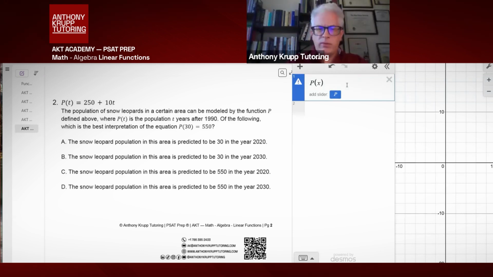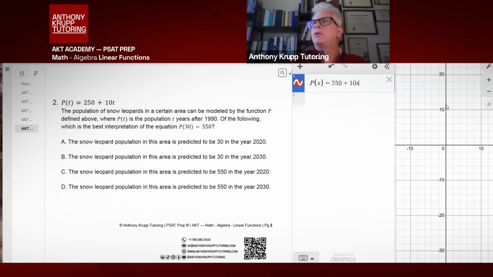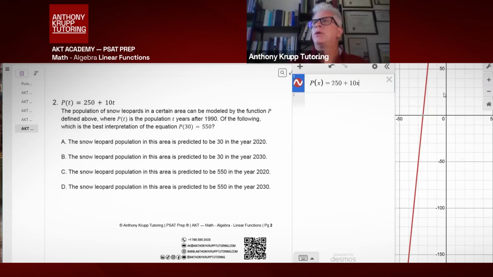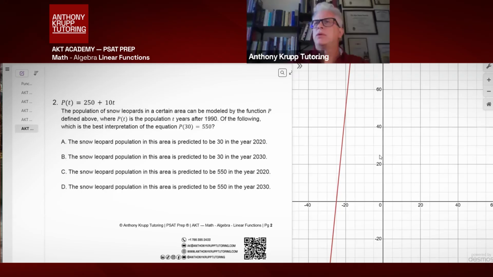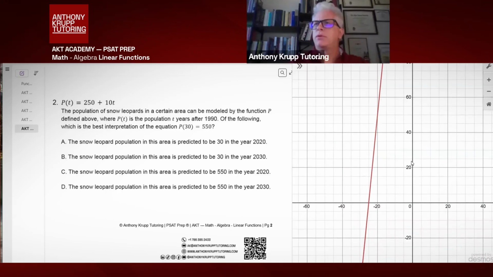It doesn't really like that either. Why don't we just call it F of X? Actually, okay, let's try P of X. I want to stick with that for a second here. Equals 250 plus 10, and remember not to put T because it's confusing. Put the X. Okay, it looks like we're okay now, except we can't see anything yet. So if we zoom, here we go. Yay! If we zoom, we have something here. Okay. Let me do this just so we can see this a little bit better.